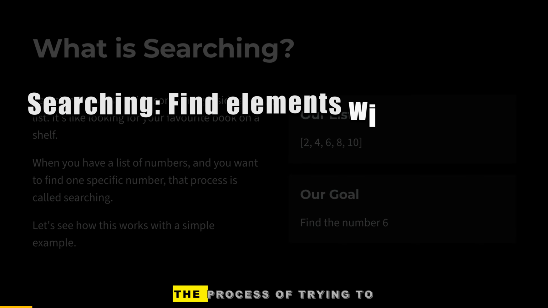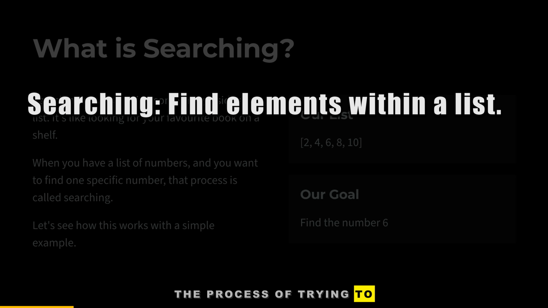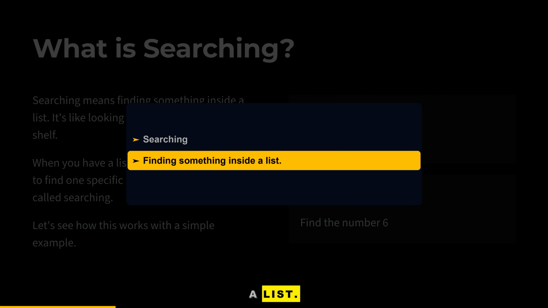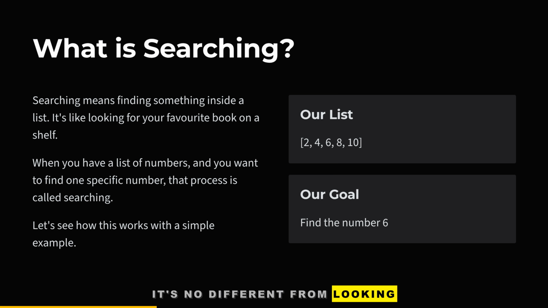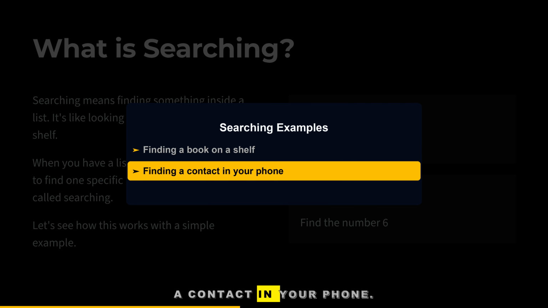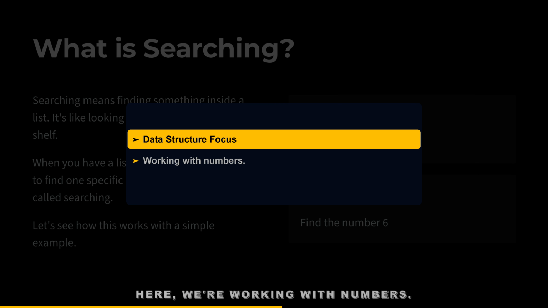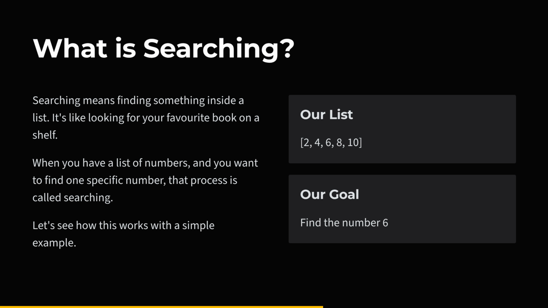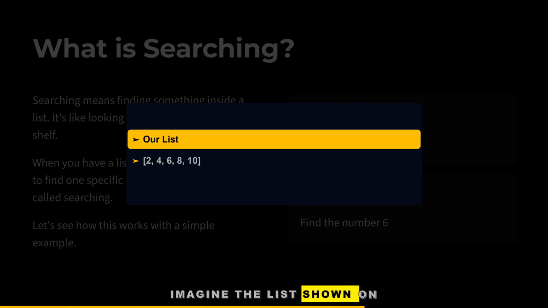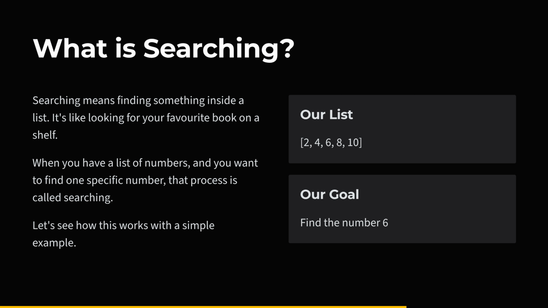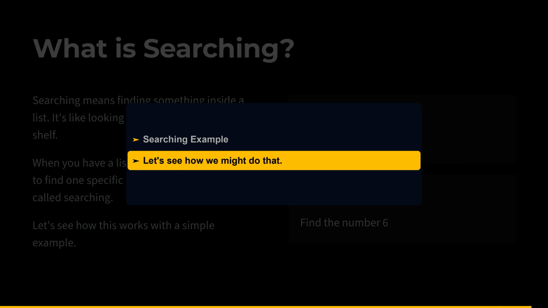Searching is just the process of trying to find something inside a list. It's no different from looking for a particular book on a shelf or finding a contact in your phone. Here, we're working with numbers. Imagine the list shown on the right. Our goal is simple. We want to find the number 6. Let's see how we might do that.